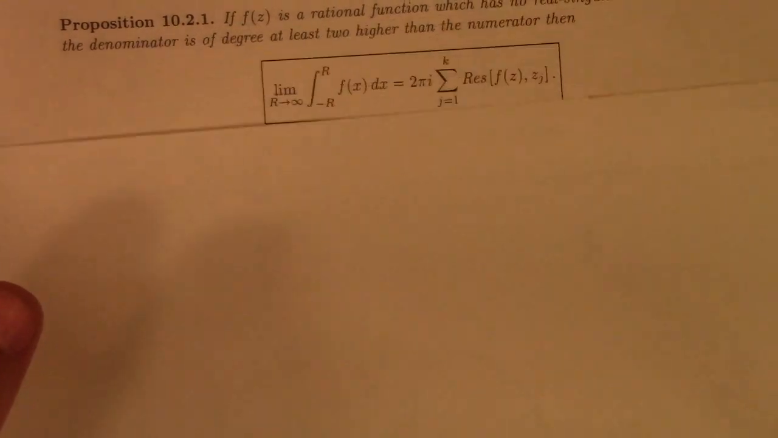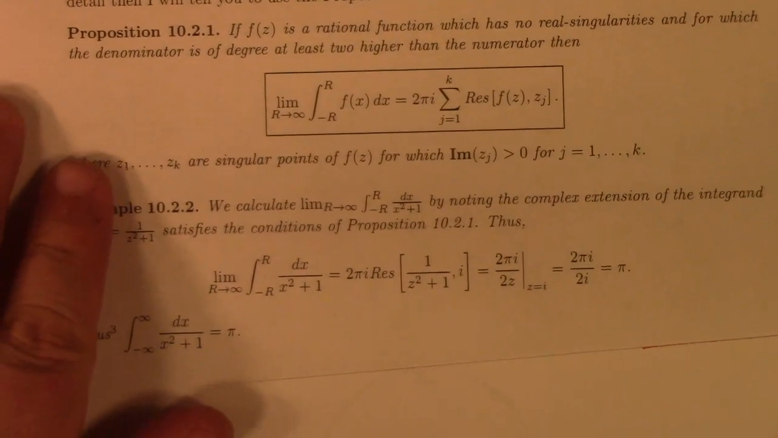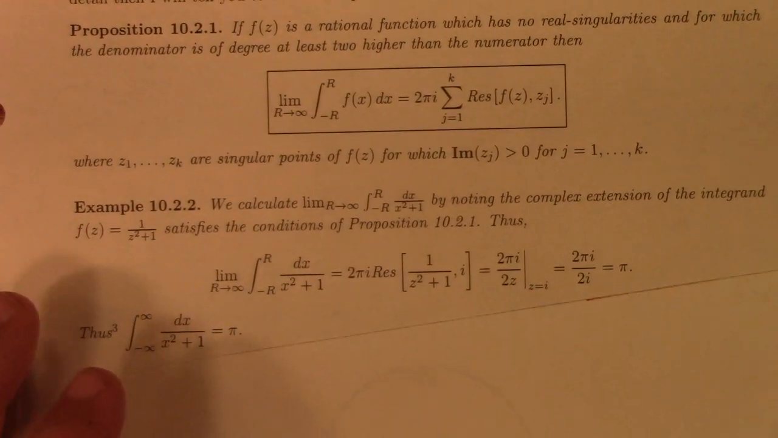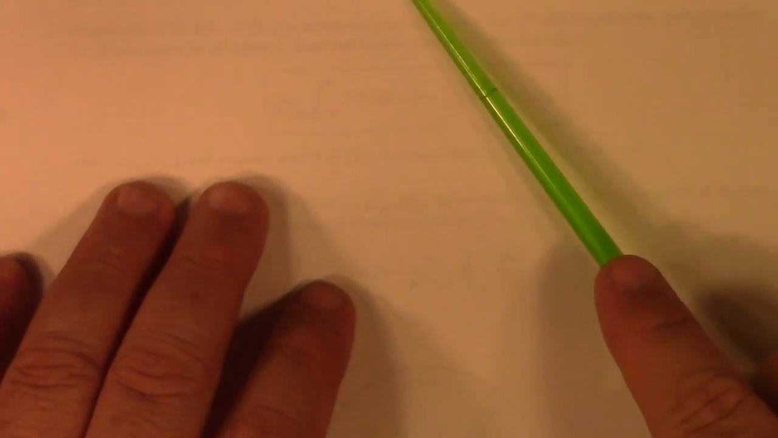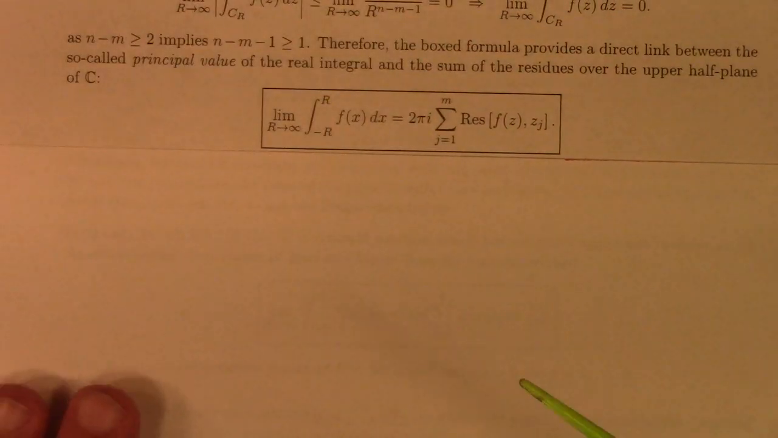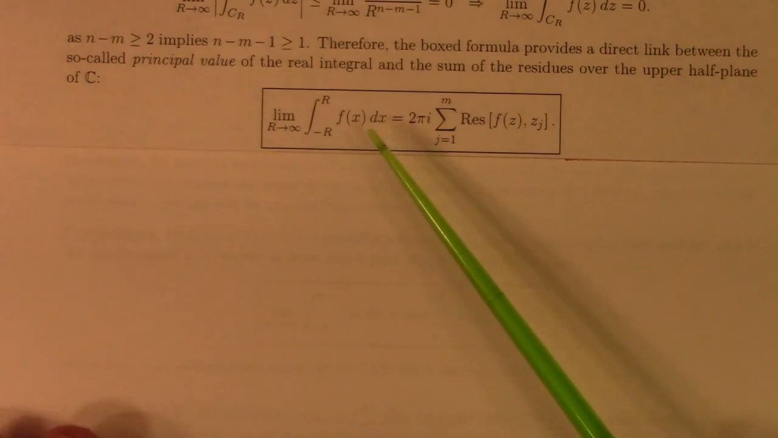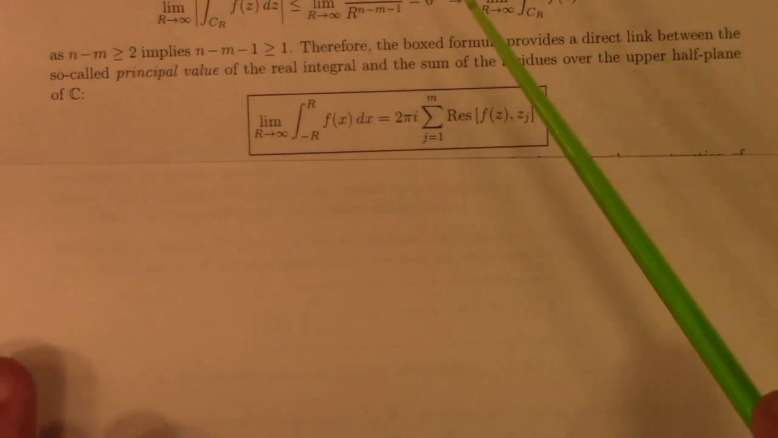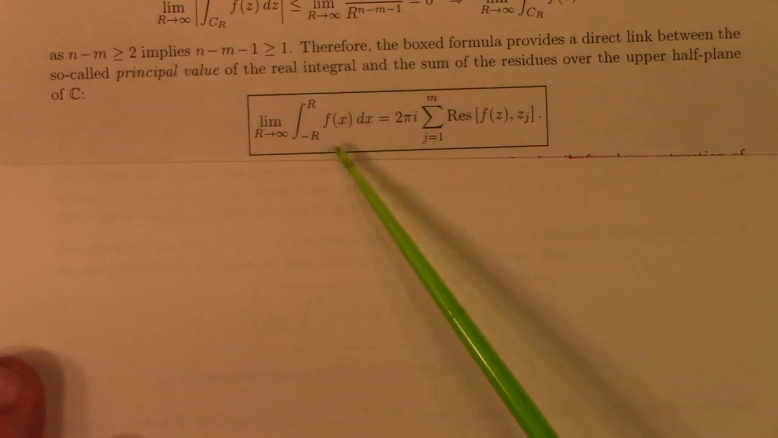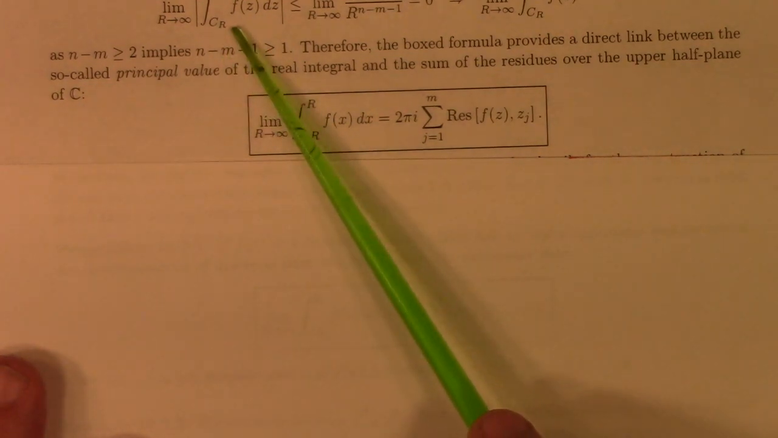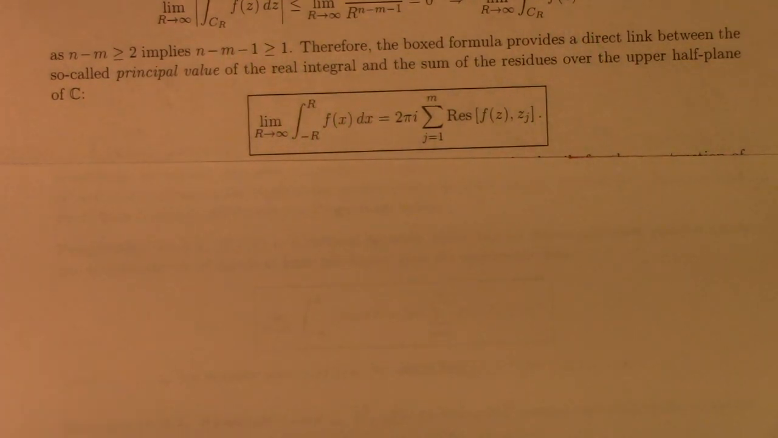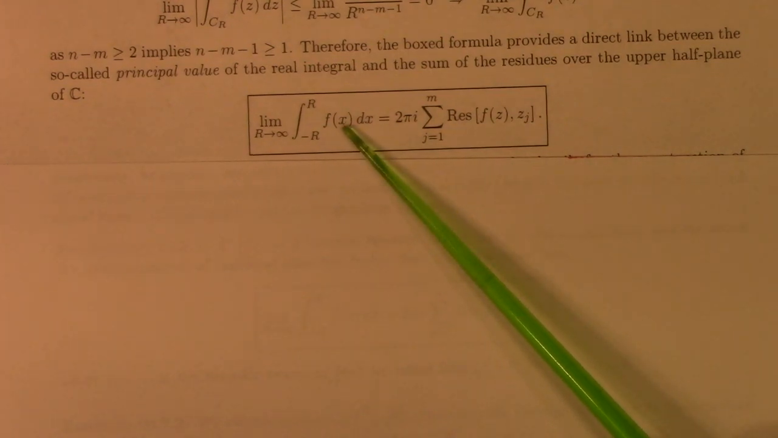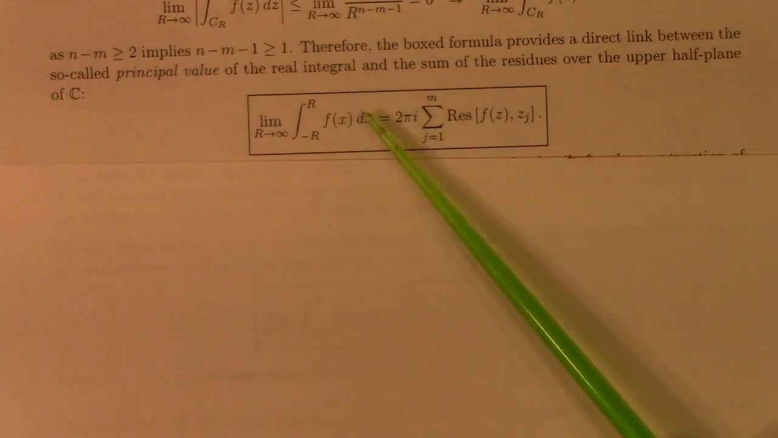And so that leads us to this right here, which is that the integral from minus r to r of a rational function is equal to 2 pi i times the residue, because the other piece, the integral over the half circle, goes to 0 in the case that the denominator has at least 2 more degrees than the numerator.